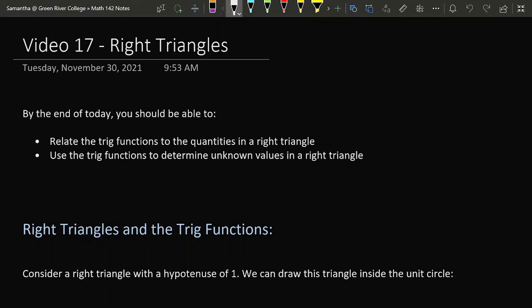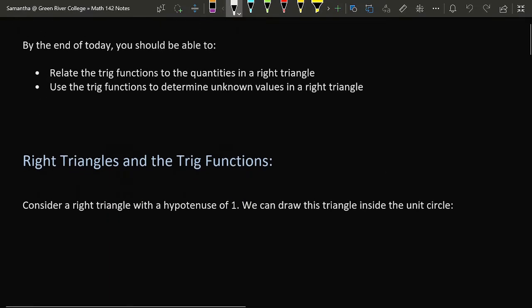In this video, we're going to look at how to use the sine, cosine, tangent, cotangent, secant, and cosecant functions to help us to fill in the blanks of right triangles. And tomorrow and the day after that, we will be looking at how to use the trig functions to examine triangles that might not contain a right angle. Today, we should be able to relate the trig functions to the quantities in a right triangle, and we should be able to use the trig functions to determine the unknown values of those quantities in a right triangle.